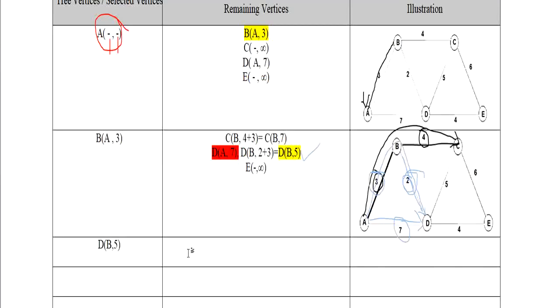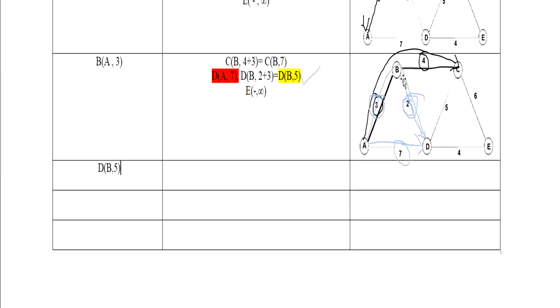Once I make the selection, I have to plot the graph. When I am plotting the graph, I have to make sure which edge I have chosen now.